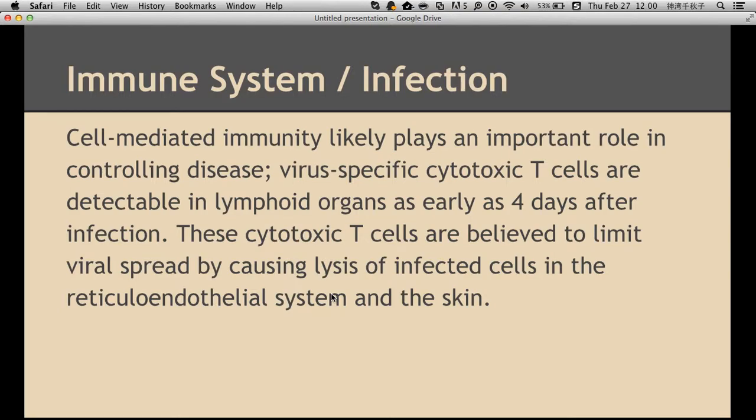Virus-specific cytotoxic T cells are detectable in lymphoid organs as early as 4 days after infection. These cytotoxic T cells are believed to limit viral spread by causing lysis of infected cells in the reticuloendothelial system and the skin.